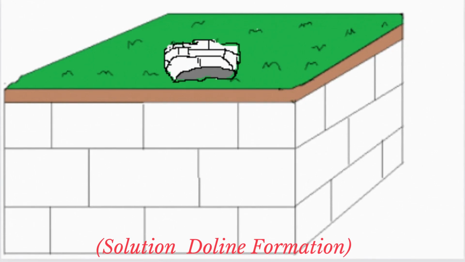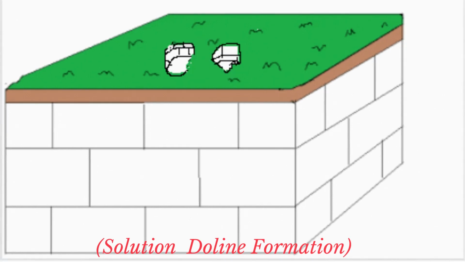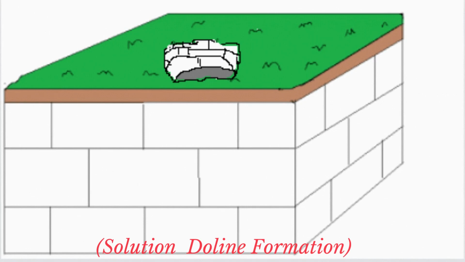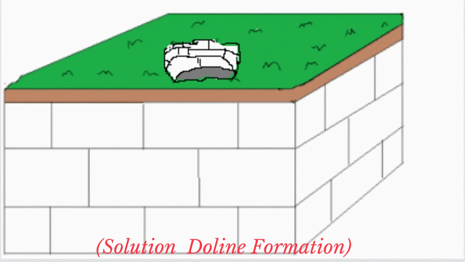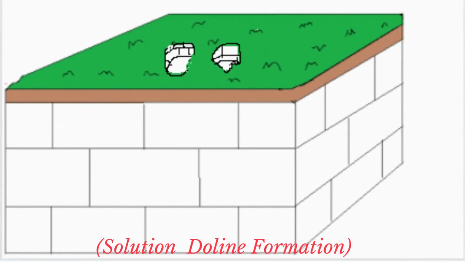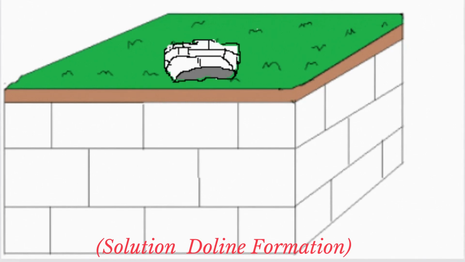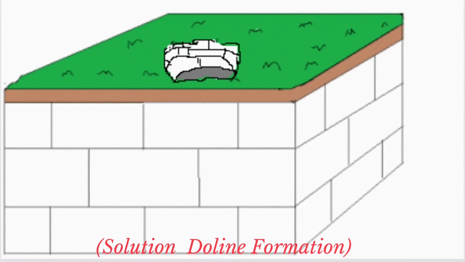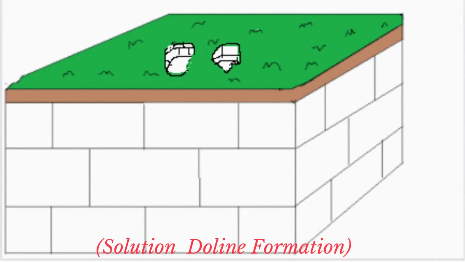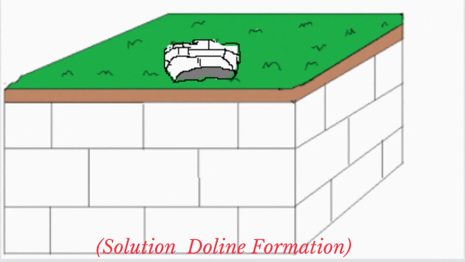A doline is usually larger than a sinkhole, often from 10 meters to 1 kilometer. Dolines may be formed in different ways. Solution dolines form when sinkholes, which are close to each other, enlarge and merge together as a result of solution.